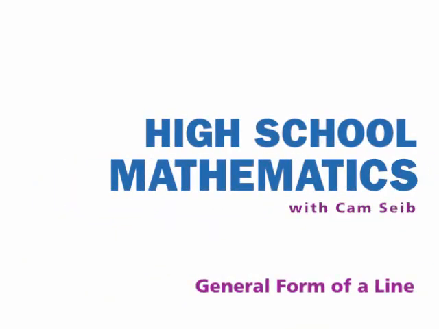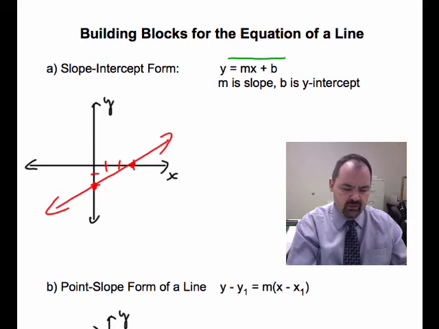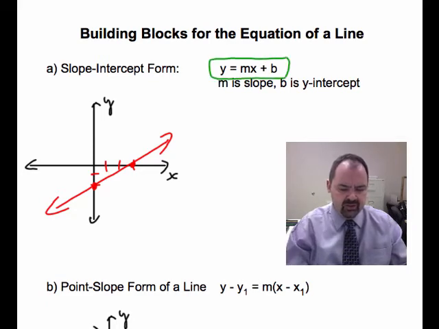So in this unit we've looked at two major ways to build the equation of a line given information about the line. The first way is if we know the slope and the y-intercept of a line, we can use the equation y equals mx plus b to build our equation, where m is the slope and b is the y-intercept.